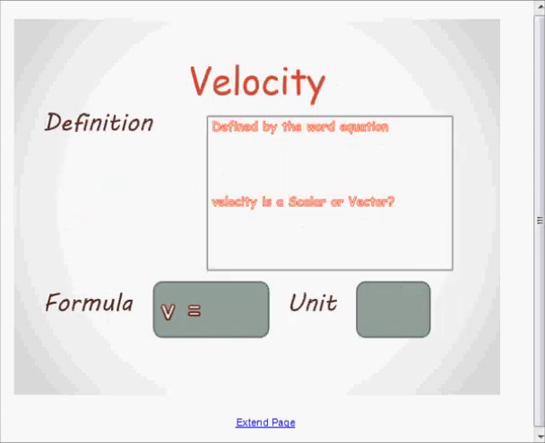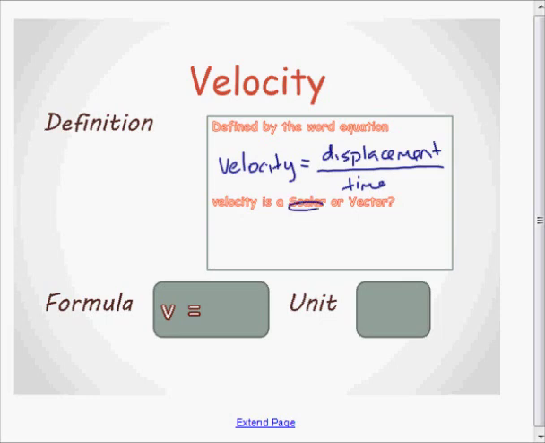Velocity is a little bit different, okay? It's defined by the word equation, velocity equals displacement over time. Now we can't use distance here. It is displacement, because velocity depends on direction, so we use displacement because that depends on the direction. So is velocity scalar or vector? It's not scalar, it is a vector. Formula, v equals s over t. Unit is m s to the -1.